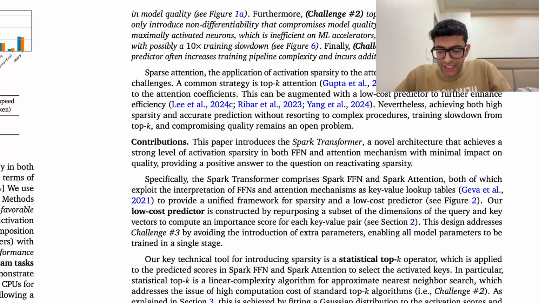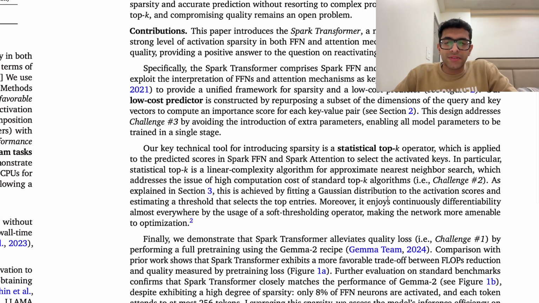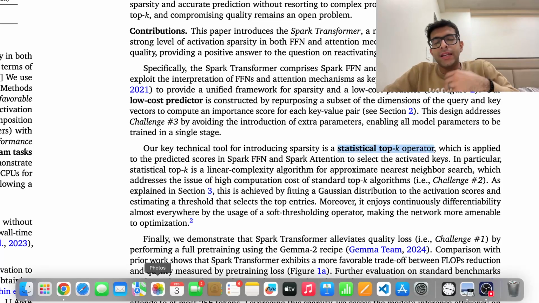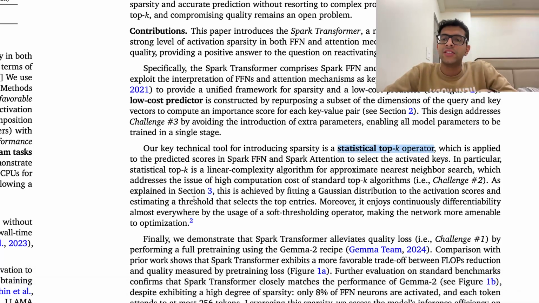But let's move forward in terms of what exactly Spark Transformer itself brings to the table. On a very abstract level, one of the first things they introduce as a new approach is a statistical top k operator. It basically works on the basis of arranging all of the neurons, or all of the key things which are getting activated, in a Gaussian distribution, and using the central limit theorem to understand a very flexible threshold over which we can actually use top k again.